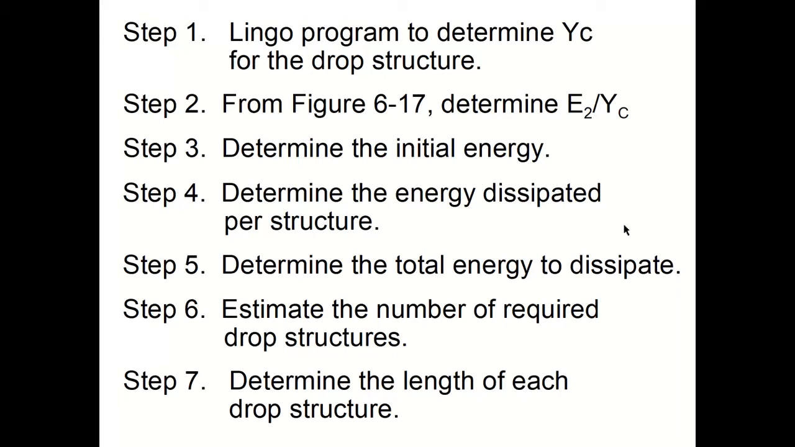The steps for solution of the drop structure problem: we're going to use a LINGO program to determine the critical depth as it enters the drop structure. The drop structure will be a rectangular channel configuration. And then from figure 617 on the previous slide, we'll determine E2 divided by YC. We'll then determine the initial energy. Step 4 then is to determine the energy dissipated per structure. Step 5, determine the total energy to dissipate, and then estimate the number of the required drop structures. Finally, we'll determine the length of each drop structure.